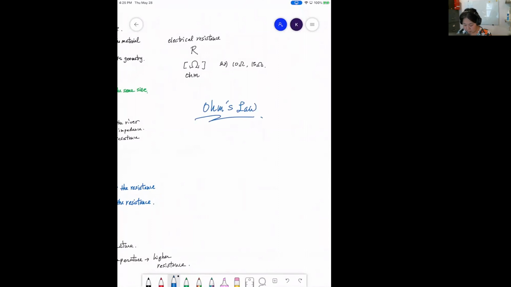What Ohm's law says is current equals voltage. When you say voltage here, this means voltage drop, change in voltage, divided by the resistance. This is what Ohm's law is. I equals V over R, where V is the change in voltage. So you can see that 1 ampere is also equal to 1 volt per ohm.